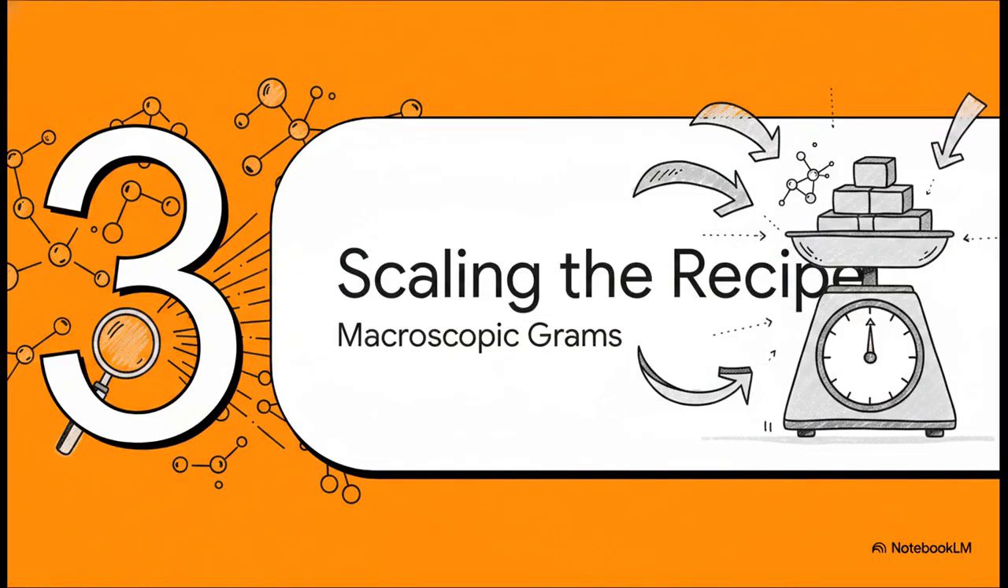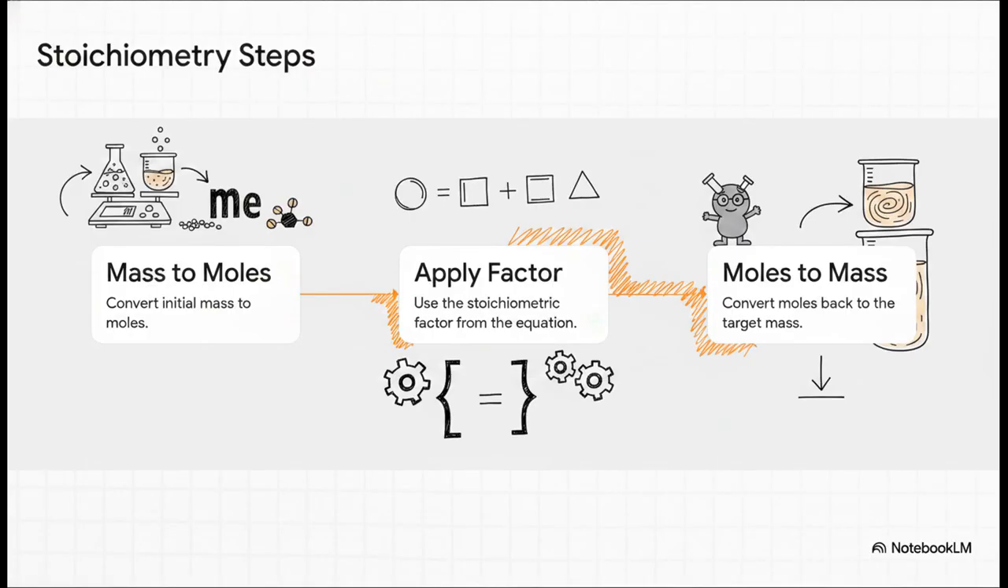Section 3, stoichiometry, scaling the recipe from microscopic atoms to macroscopic grams. Okay, let's transition from simply knowing our ingredients and reaction types to actually crunching the numbers. This introduces us to stoichiometry. It's a big word, but it's really just the process of scaling our recipe from microscopic single atoms up to macroscopic grams.